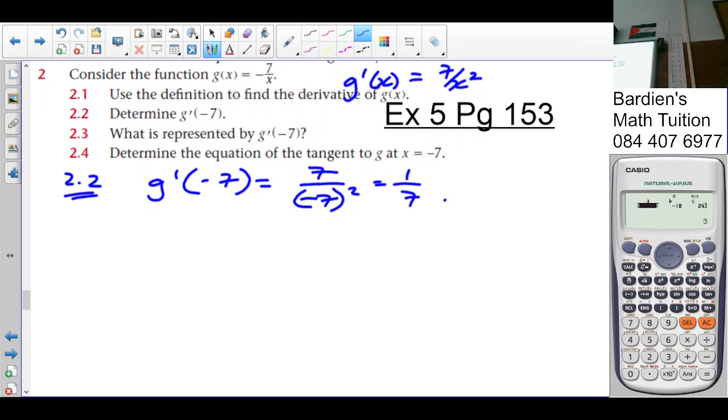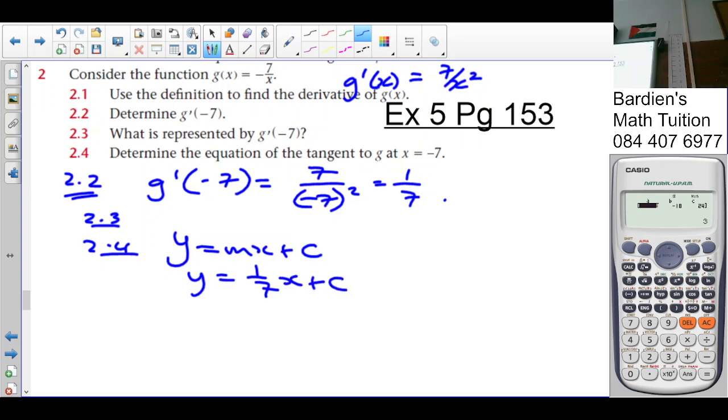Not so? What does this represent? The question says in 2.3. What is represented by g dash of negative 7? The gradient of the tangent to the curve at x is equal to negative 7. Okay? 2.4. Determine the equation of the tangent. So y is equal to mx plus c. So y is equal to 1 over 7x plus c.